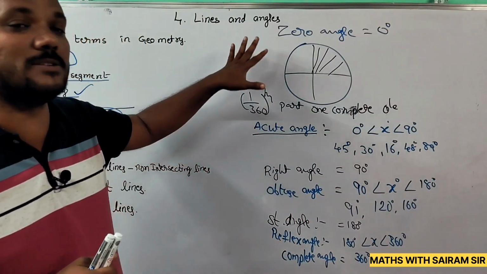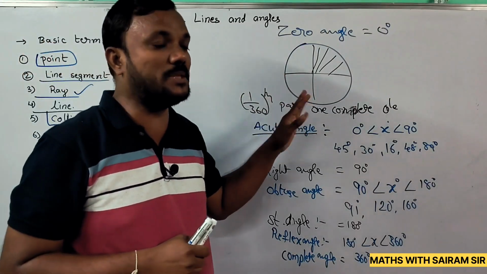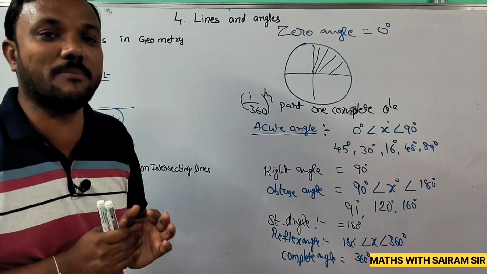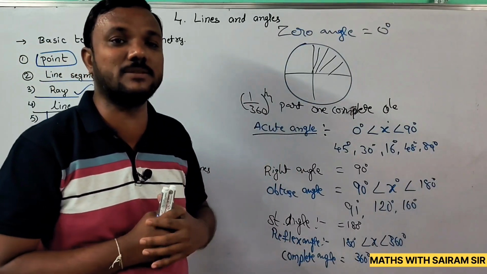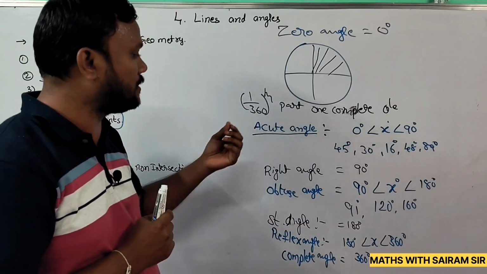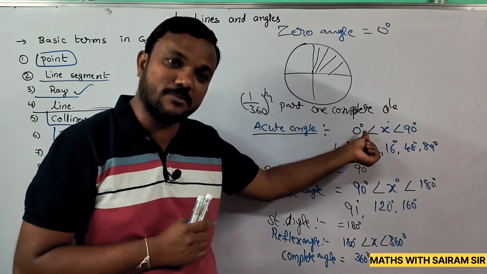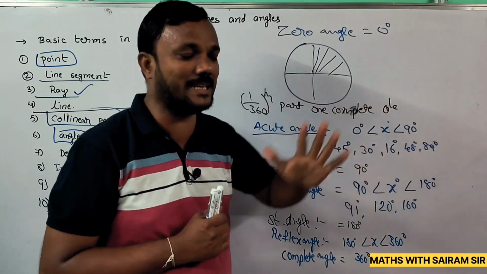Okay, let us recall the definition of degree. Degree means what? 1/360 part of one complete circle is known as a degree. Based on the measurements of degrees, we classify angles into different types. The first is the acute angle. Acute angle means what? An angle whose measure is more than 0 degrees and less than 90 degrees.